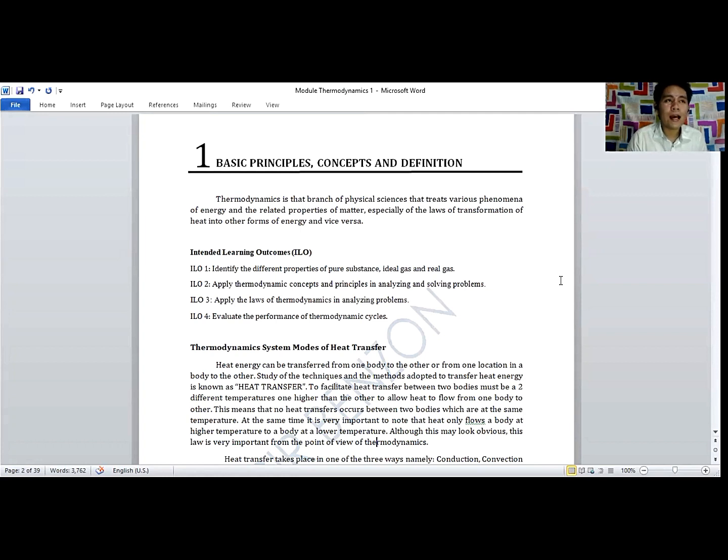As I said way back on the first orientation to thermodynamics, thermodynamics is the foundation of all higher mechanical engineering subjects like power plant engineering, HVAC, industrial plant engineering, and other major subjects in mechanical engineering. Its intended learning outcomes would be: identify the different properties of pure substance, ideal gas, and real gas; apply thermodynamic concepts and principles in analyzing and solving problems; apply the laws of thermodynamics in analyzing problems; and evaluate the performance of thermodynamic cycles. But here in Module 1, we are only going to apply ILO1 and ILO2.